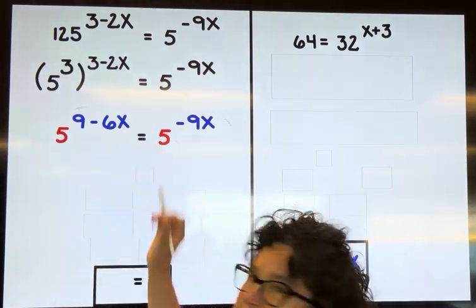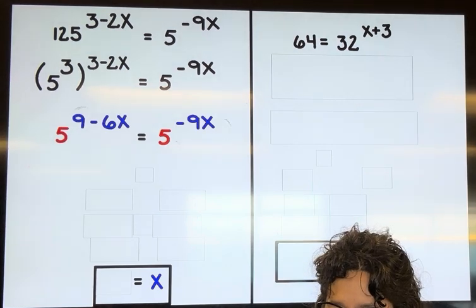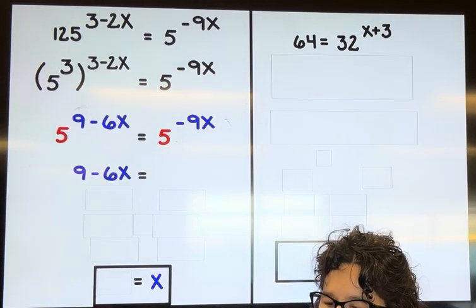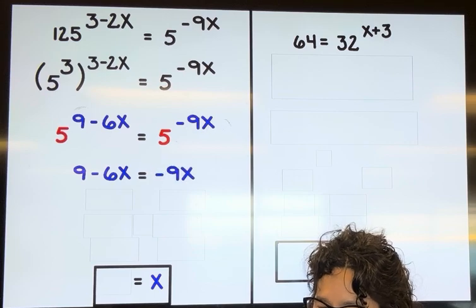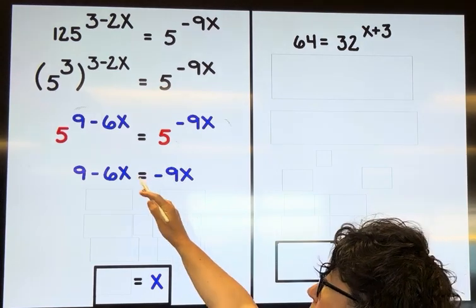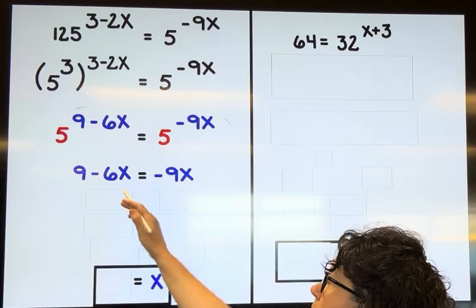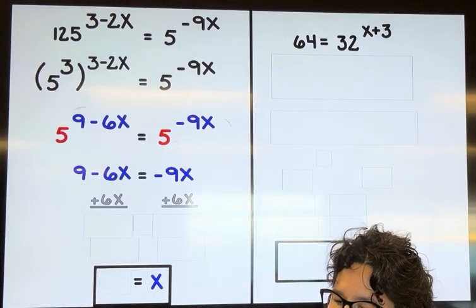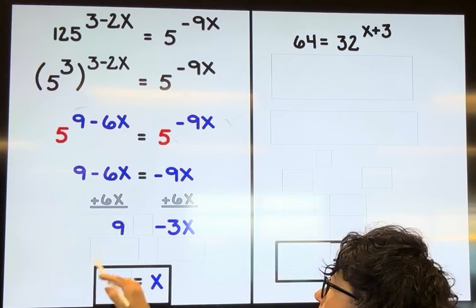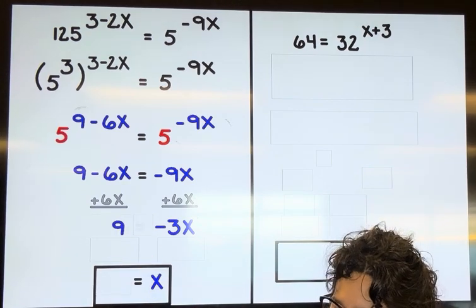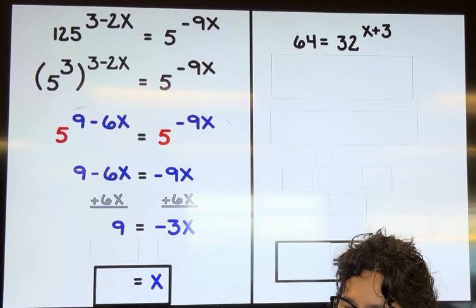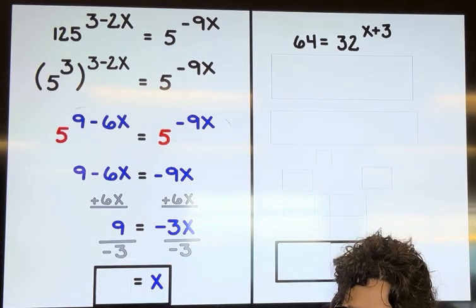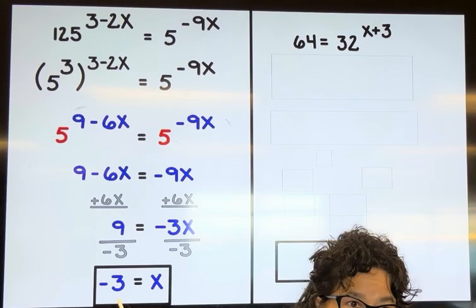Now that the bases are the same, I'm going to be able to set this exponent equal to this exponent. Finish solving, so letters on one side, numbers on the other. Just add over the 6x to move the x's to the right. That gives me negative 3x, bring down the 9. Then divide both sides by negative 3 to get rid of multiply by negative 3. And 9 divided by negative 3 is negative 3.